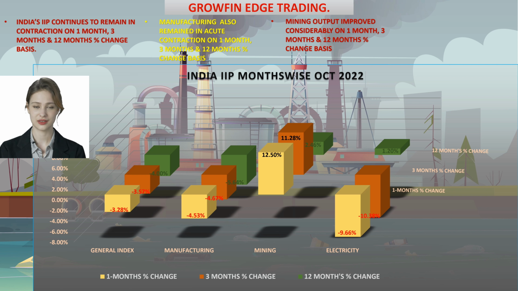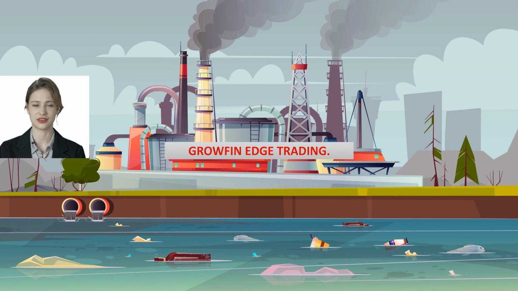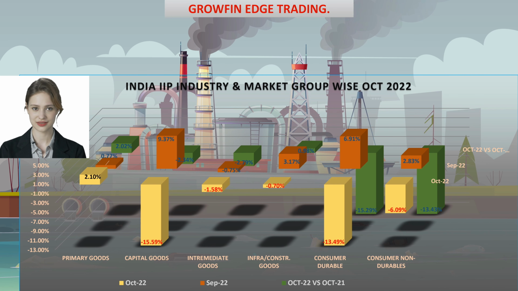Electricity production decreased by -9.66% on 1 month percent change basis in October 2022, while importantly it decreased by -10.38% in October 2022 on 3 months percent change basis and increased by 1.2% on 12 months percent change basis, indicating electricity output shows acute contraction on 1 month, 3 months percent change basis but slightly better on 12 months percent change basis. Looking into details, industry and market segment wise.